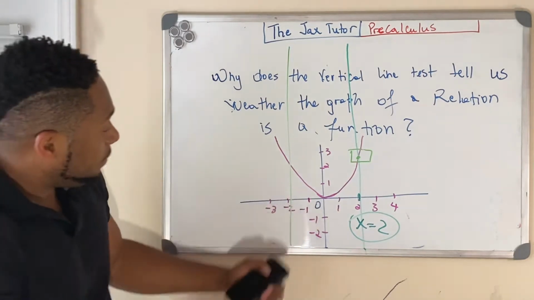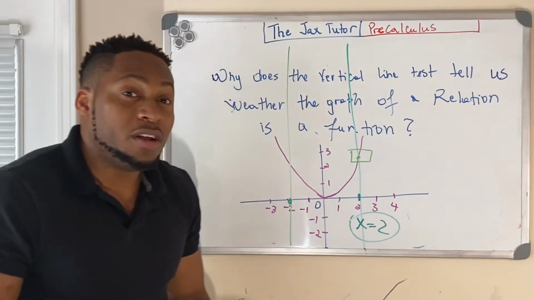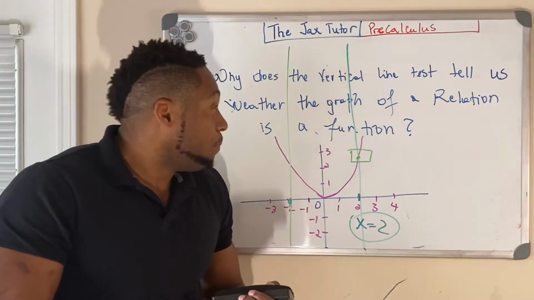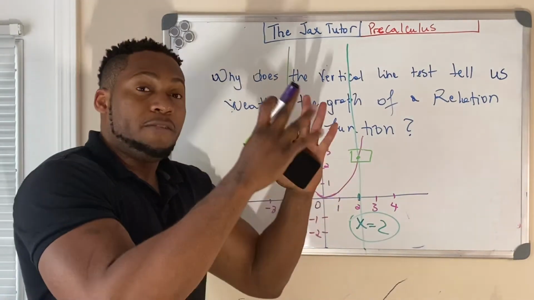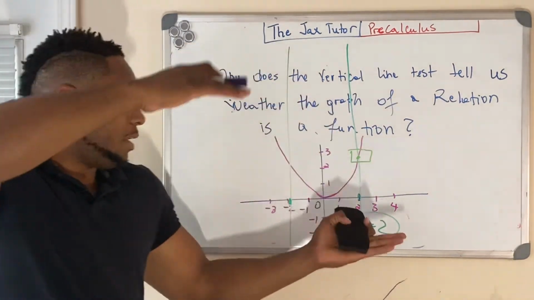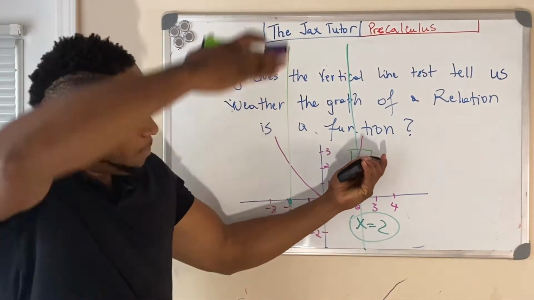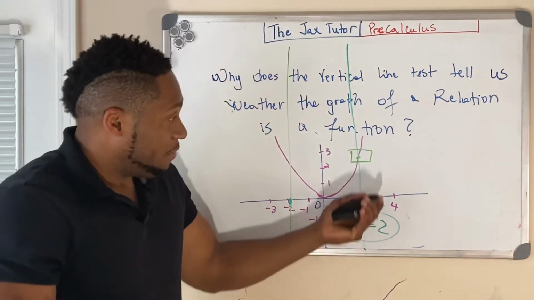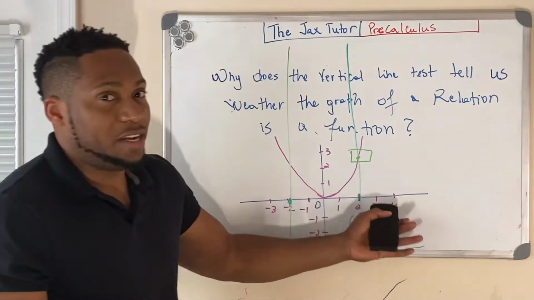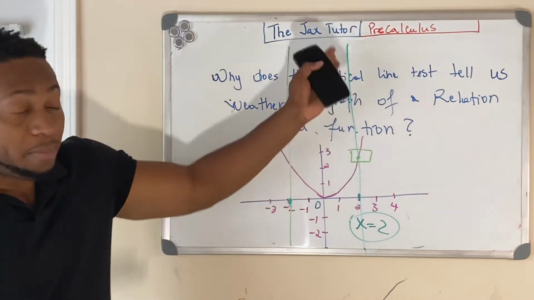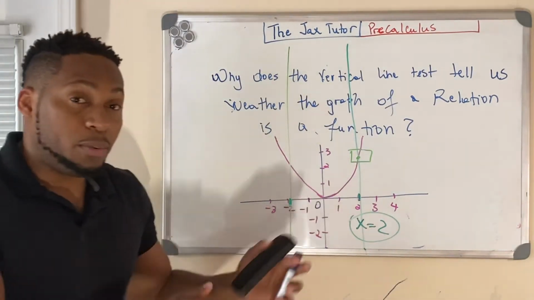For x is equal to -2 here, I also have only one value for y. So the vertical line test tells us, for this input, how many outputs I have for it. For this input, 2, how many outputs do I have? If I have one output for it, that means we're good. You can also have no output for it. But if I have one output, it's a function. If I have multiple outputs for it, it's not a function.